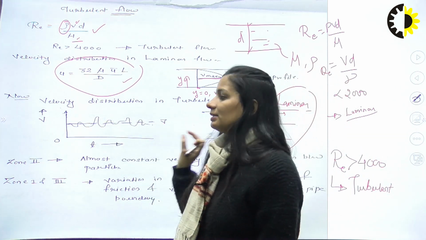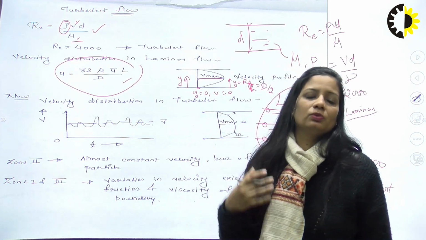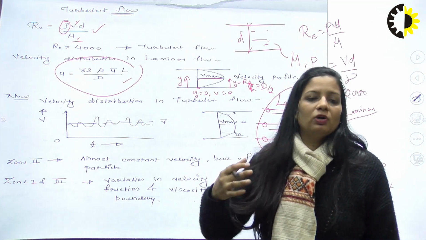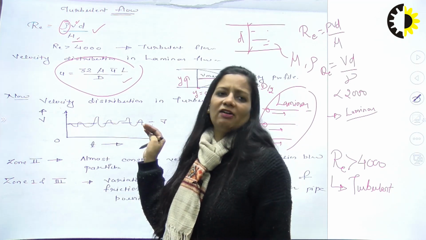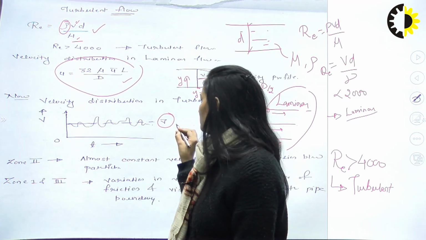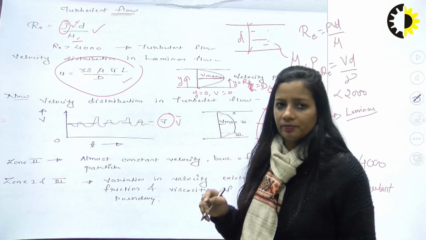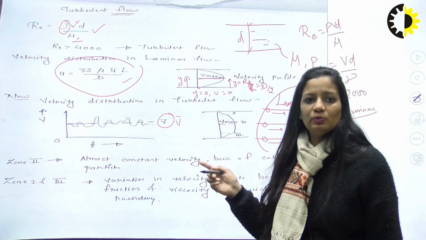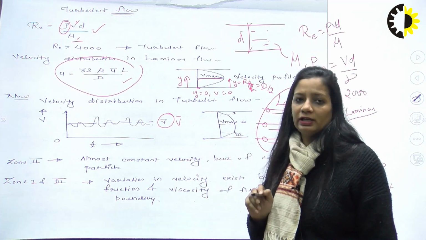But for the analysis, if we want to convert a complex situation of turbulent flow into a simple form, we just take these velocity variations and take the time average, which will be equal to v bar, or you can say the time average velocity in a particular layer. Now when we plot the velocity distribution in the case of turbulent flow, you can get this kind of a picture.